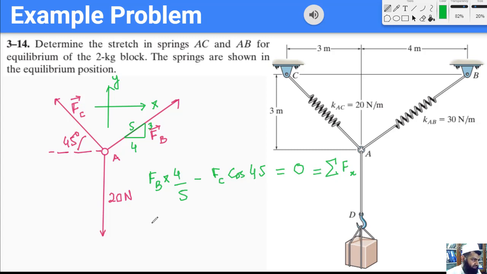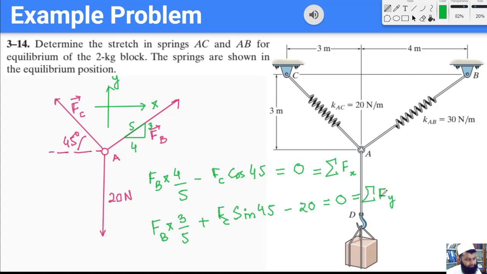So the second equation is just going to be FB times 3 over 5, and then we have to add the C component, FC sine 45, and then we have to subtract the 20 Newton force, which is this force, and this is equal to 0, and this is the equation for sum of all the forces in Y. So again, here we have the two simultaneous equations. We can solve these two equations simultaneously to get a value of FB.